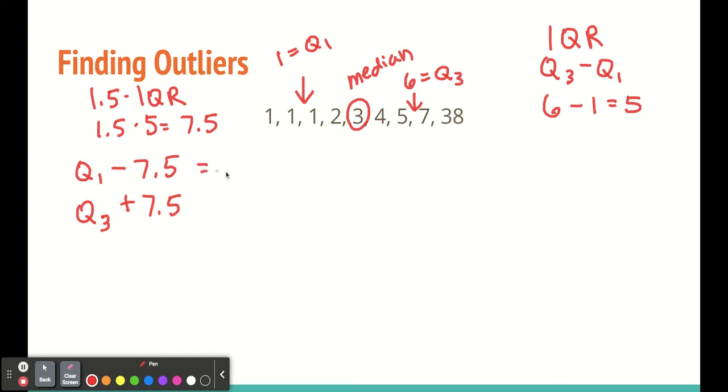So the lower end of that is going to be negative 6.5 because my first quartile was 1, and 1 minus 7.5 is negative 6.5. And then my upper end, 6 plus 7.5, is going to give me 13.5. So basically any number less than negative 6.5 is an outlier. Any number greater than 13.5 is an outlier. So we can see, just like we guessed altogether, 38 is indeed an outlier. It is outside this 1.5 IQR range that we use to test whether or not data is relevant to the rest of the data.